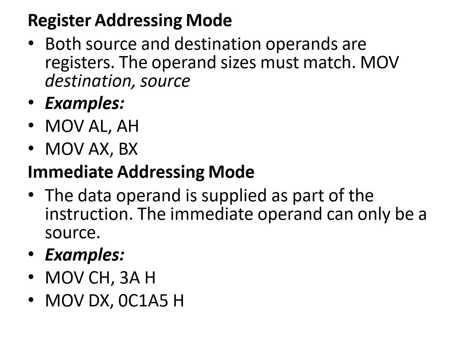The next one is immediate addressing mode. In immediate addressing mode, either an 8-bit or 16-bit value is specified as part of the instruction. Look at the example here: MOV CH, 3AH. 3A is the 8-bit value specified as a part of the instruction. In the second example, C1A5 is the 16-bit value specified as part of the instruction.